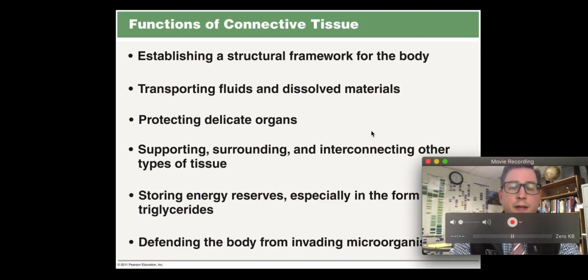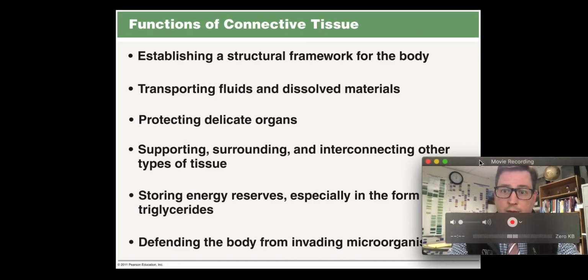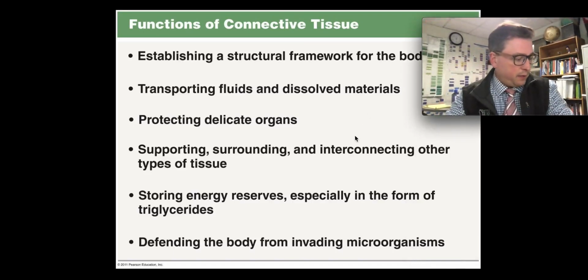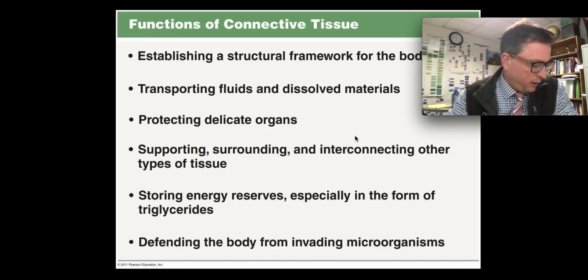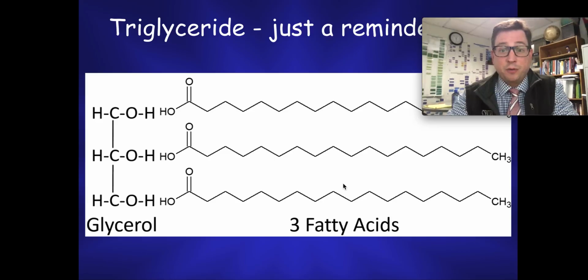It protects your delicate organs, that's like your adipose tissue, your fat cells are there to make sure that happens. And it supports the surrounding interconnecting types of tissue, like the different types of loose connective tissue that we have, like areolar tissue or reticular loose connective tissue. It stores energy reserves, especially in the form of triglyceride. That would be in your fats as well. It defends the body from foreign invaders. That's our immune system, right? Those are the white blood cells that we'd find in there too. So it's a pretty diverse group of tissues.